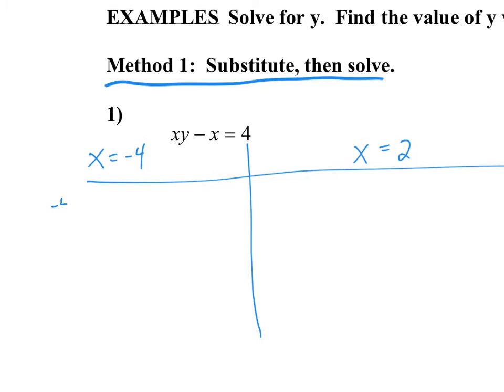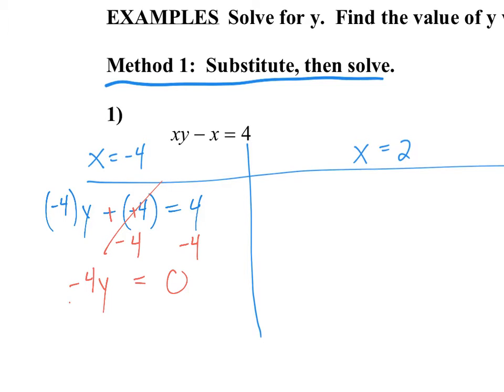So it's -4y minus -4 equals 4. So we plug in the x and we're going to solve for the y. When we have a minus a negative, like we do here, this becomes plus positive. So it's -4y plus 4 equals 4. So we're going to minus 4, and that's going to cancel this out. So we end up with -4y equals 0.